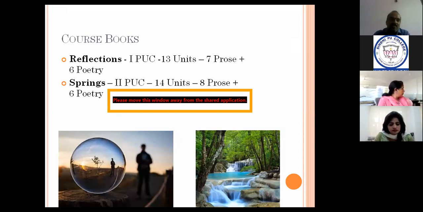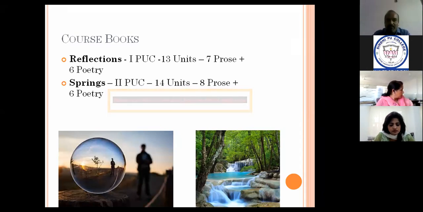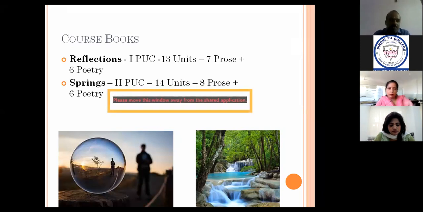Among those 13 units in the first PUC, you had got 7 prose units and 6 poetry. That was the part of Reflections which was there in first PUC. You have already completed it. And even those chapters which were excluded, you can go through them and you can learn easily from those things.